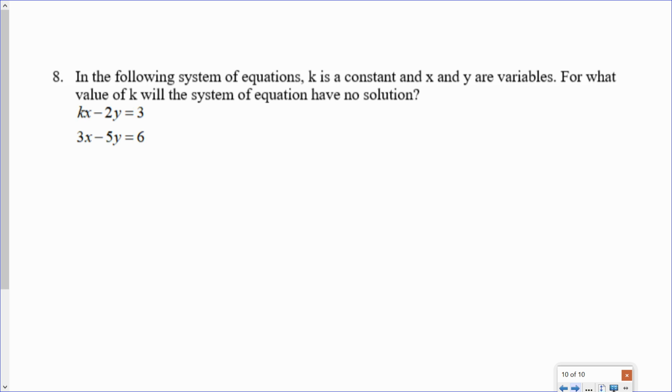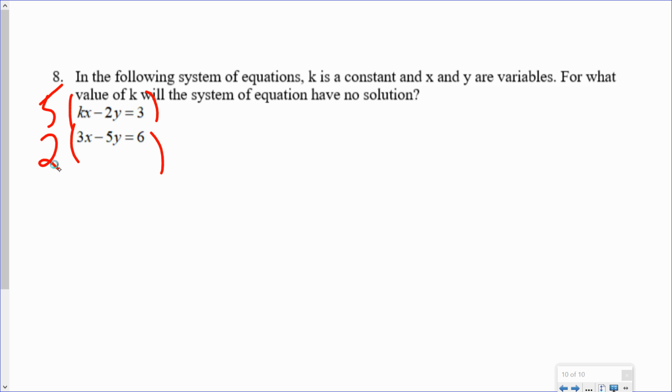Number 8, I want you to take a look at this. Now here it wants no solution, so it's going to be the same thing. The left-hand side is going to have to match up, but the right-hand side won't. This one's a little tricky, so let's just go through it. So in order to get the left-hand side to match, it's kind of like what we did. I have to multiply each equation by the other's coefficient. I'm looking at the y's.